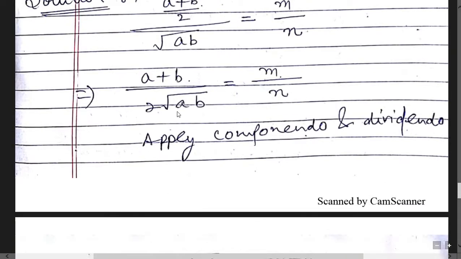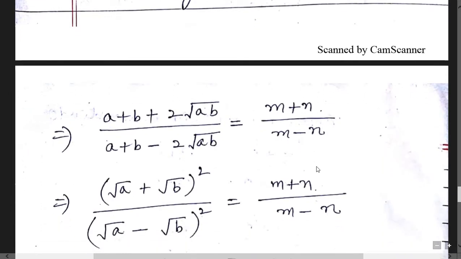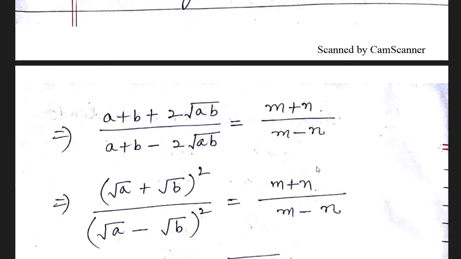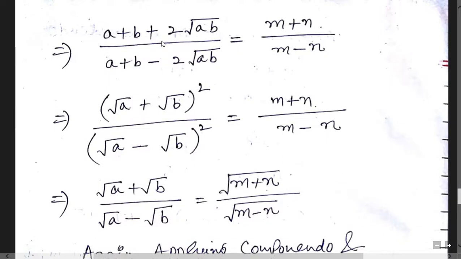Now apply componendo and dividendo. You can obtain this equation A plus B plus 2 into square root AB. Similarly in the denominator, and on the right hand side m plus n divided by m minus n. Componendo means addition of the terms in numerator and subtraction. Dividendo means subtraction of the terms in denominator. And in the numerator, in the left hand side, it's square root A plus square root B whole square. And in the denominator, it's square root A minus square root B whole square. And on the right hand side, it's m plus n divided by m minus n.